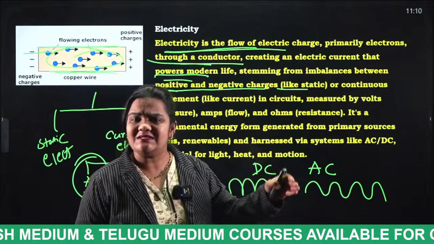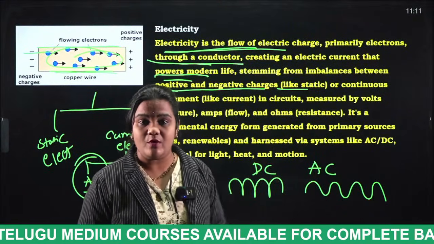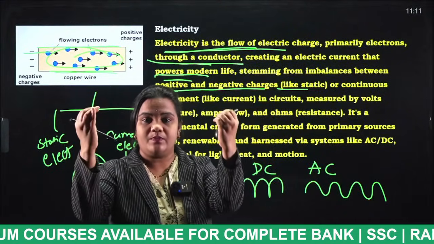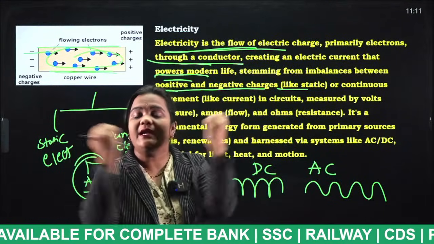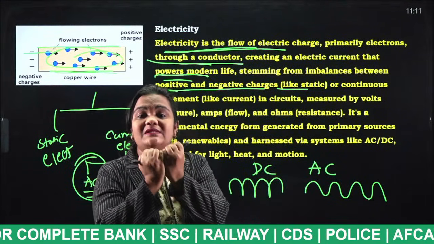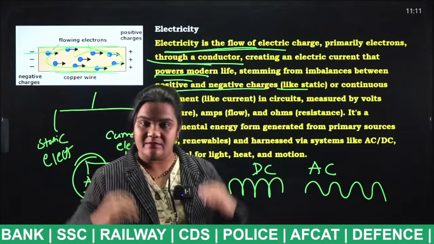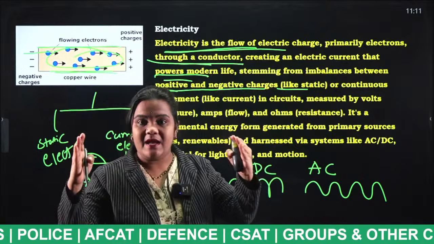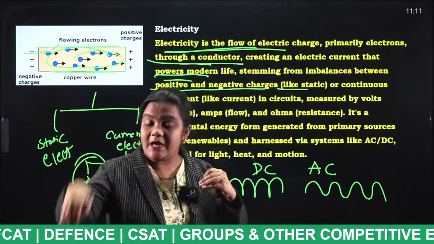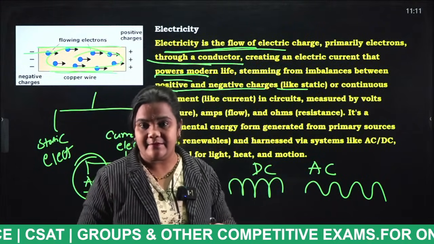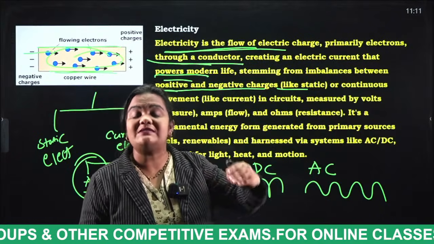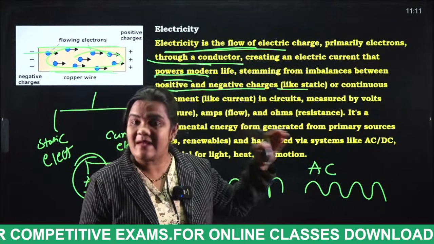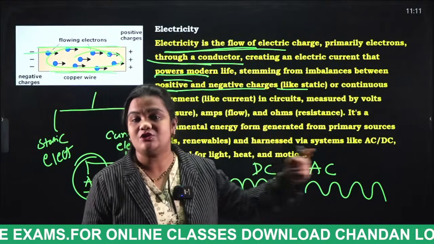What did Benjamin Franklin explain? When two clouds hit together, there appears a lightning. When two clouds hit together, there appears a lightning. And when the cloud hits the ground, there appears a thunder. So this was explained by whom, students? By Benjamin Franklin. Remember this topic also.